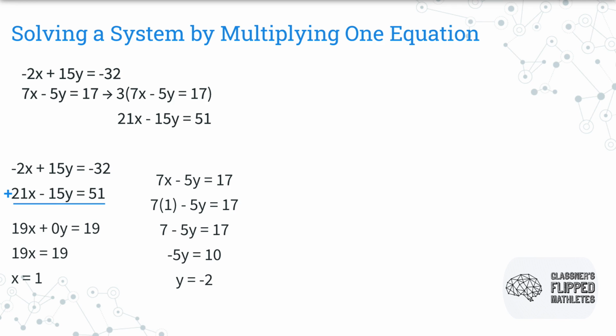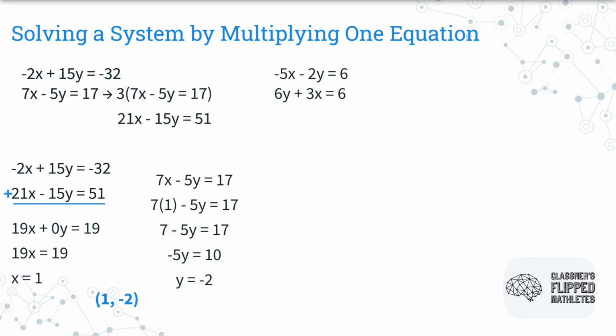Again, write your answer as an ordered pair. You get the point 1 comma negative 2. For another second example, we have negative 5x minus 2y equals 6 and 6y plus 3x equals 6. Looking at this, it doesn't seem like anything will cancel out, even if I were to multiply one of the equations, until you pause and say, oh, the variable components, the terms, are not lined up.